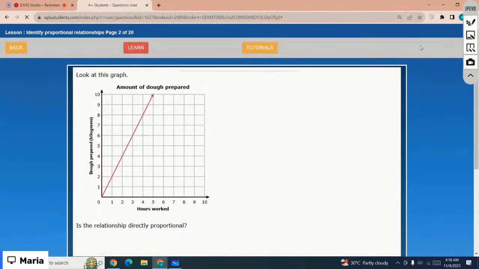Okay, the next one is: look at this graph. Is this a directly proportional relationship? Which is the correct option?